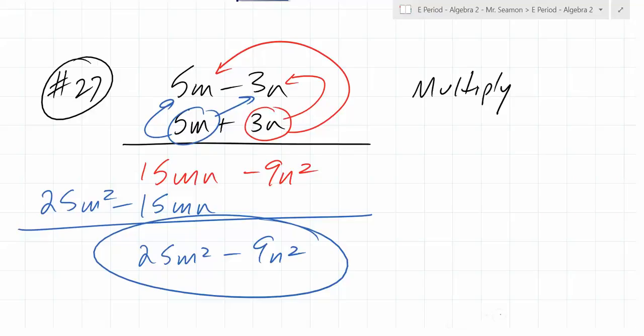Yes, on a test horizontally. I'm not gonna force you to do this method. If you want to, it's totally fine. Like if I gave you 5m minus n parentheses times 5n plus 3n, you could do it any way you want. It's neat because the verticality is kind of good.